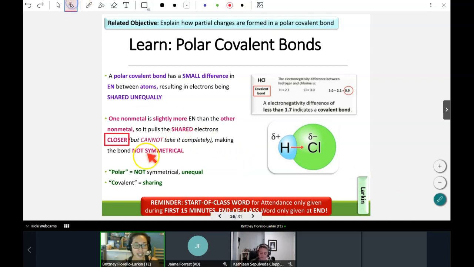So this makes it not symmetrical. And again, this is where the word polar comes from. We talked about polar meaning polar opposites, right? Polar opposites. And so now that we are talking about polar covalent bonds, covalent still meaning sharing, but polar meaning they're not symmetrical, they are unequal. And we're going to see in a moment they end up with some slight charges, not enough to be ionic, but they do end up with some partial charges. Hydrogen ends up being slightly positive here, chlorine ends up being slightly negative.